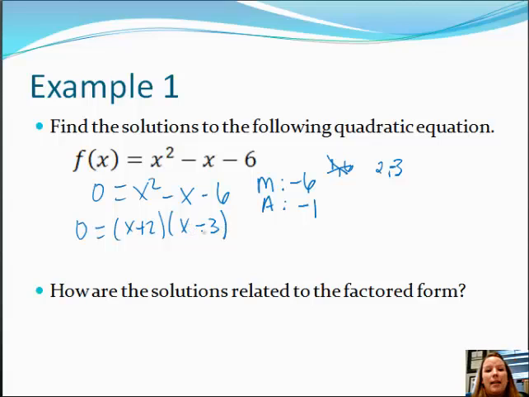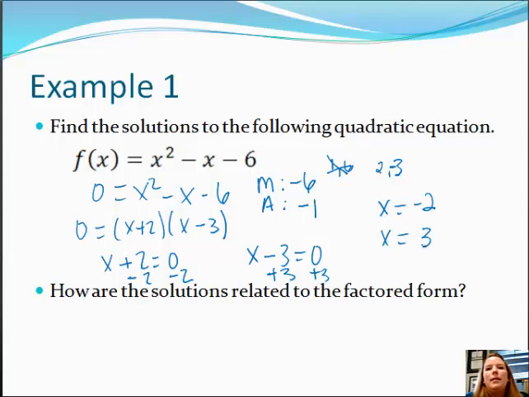Now, the final step that we need to find the actual solutions, because all this found is the factors, is we need to set each factor equal to 0 individually. So I'm going to write x plus 2 equals 0 and x minus 3 equals 0. Then you just simply solve for x. Here I would subtract 2, so I have one solution, x equals negative 2. Here I would add 3, so x is equal to positive 3.